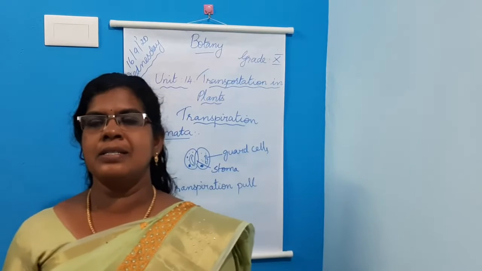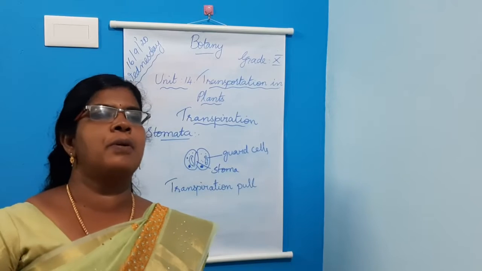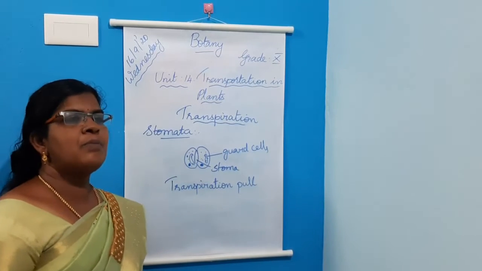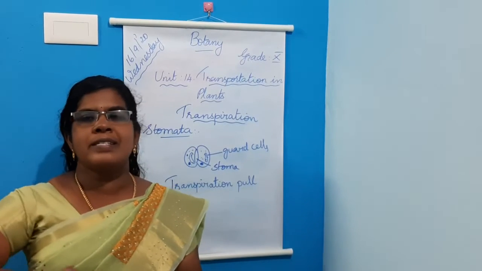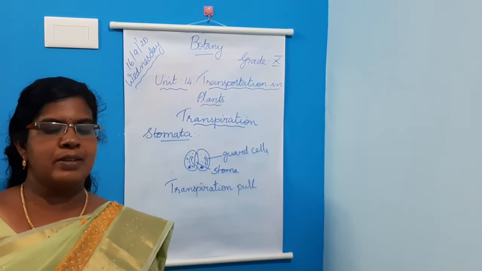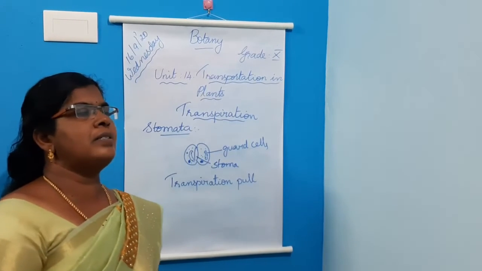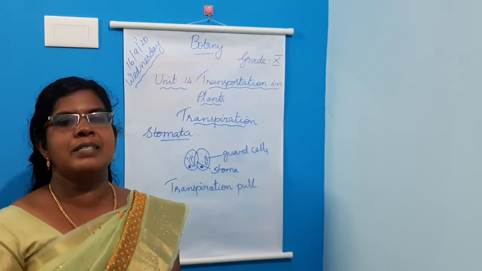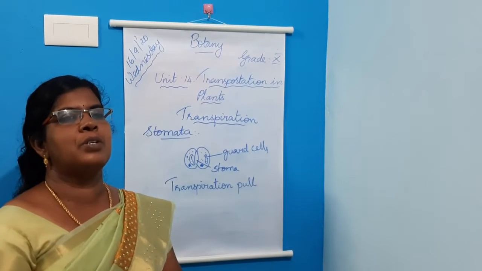Then the third importance is that it transports minerals from soil to all parts of the plant. Then it cools the surface of the leaves by evaporation. That's the fourth importance. Then the fifth importance is that it can keep the cells turgid, hence it maintains their shape. These are the importance of transpiration.